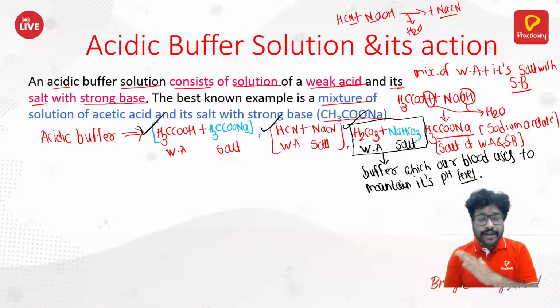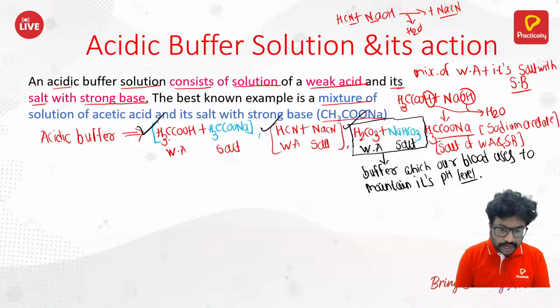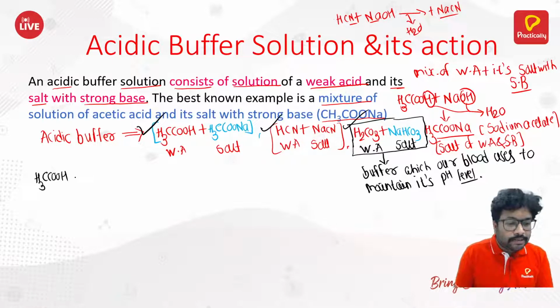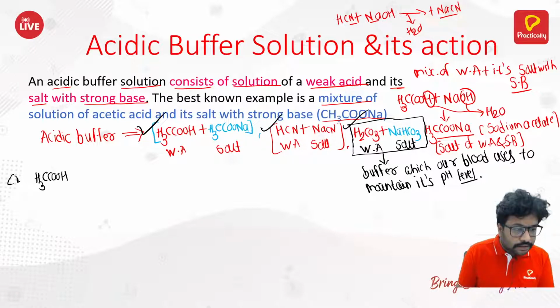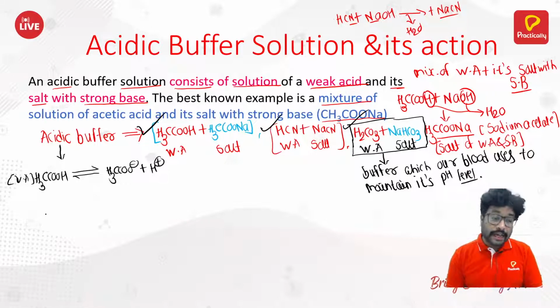For that we need to take the simple example, the one we saw at the first. So this buffer solution, CH3COOH. Now what is CH3COOH? It's a weak acid. So being a weak acid, it will dissociate partially, isn't it? It would give you CH3COO minus plus H plus, right? Because it's a weak acid.